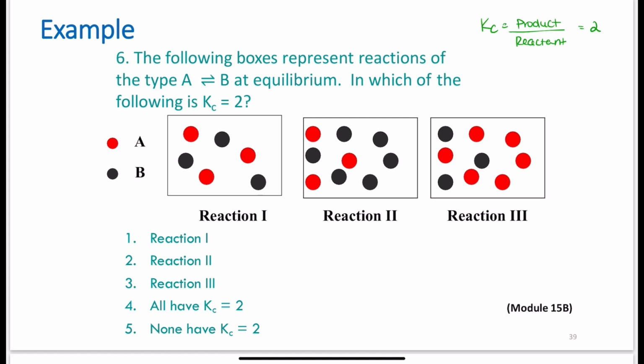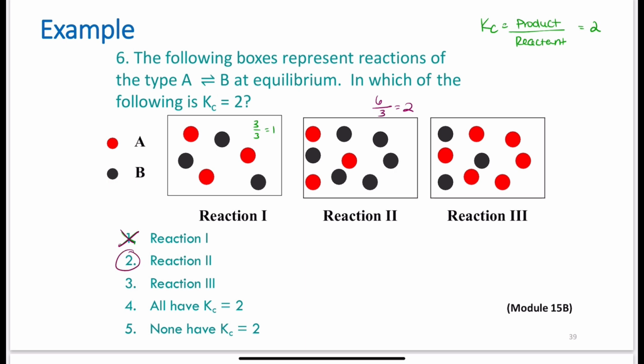And if I need a value of 2 here, that means I need twice as much product as I have reactant. In reaction 1, I've got basically 3 over 3, a value of 1. Not it. In reaction 2, I've got 1, 2, 3, 4, 5, 6 B's over 3 A's. I got 2.